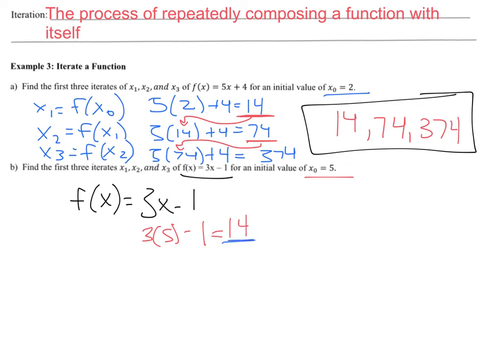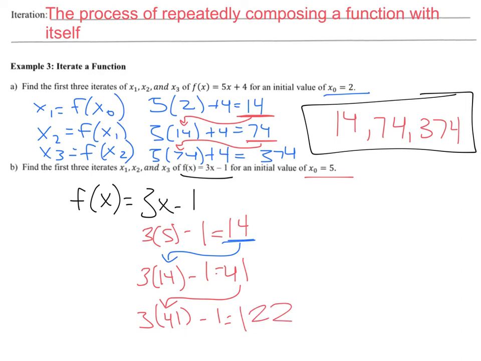Now we're going to take that value and plug it into the equation again. So we have 3 times 14 minus 1. And we're going to go ahead and solve that out. And that's going to give us 41. Then we're going to take that value and plug it in again because it asked for 3 of these. So we're going to have 3 times 41 minus 1, and that's going to give us 122. So our first 3 iterates, which is what they asked for, are 14, 41, and 122.